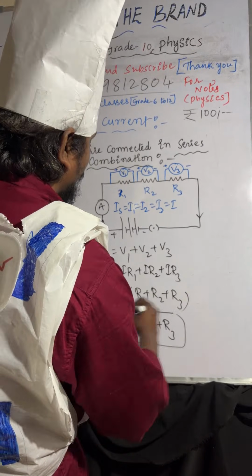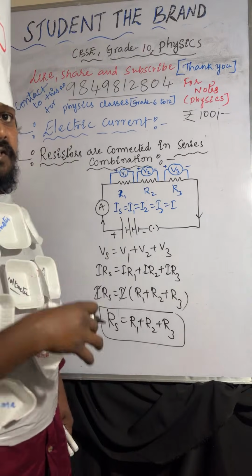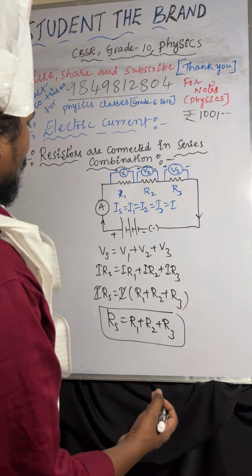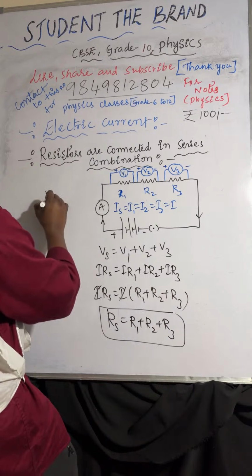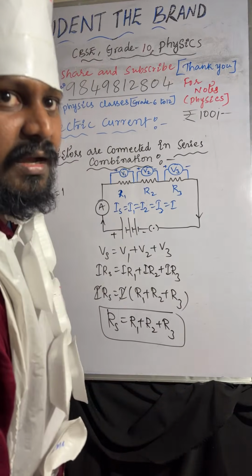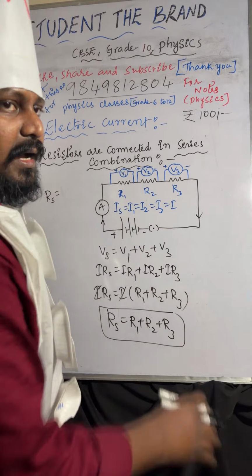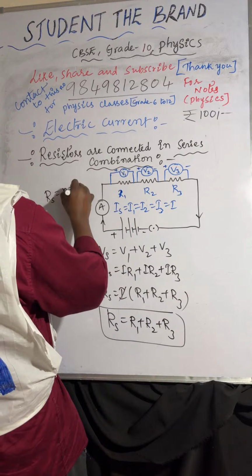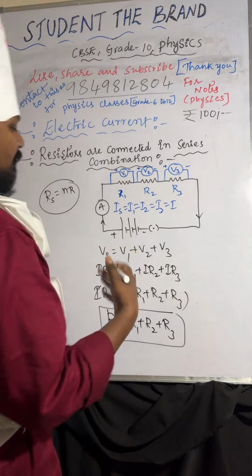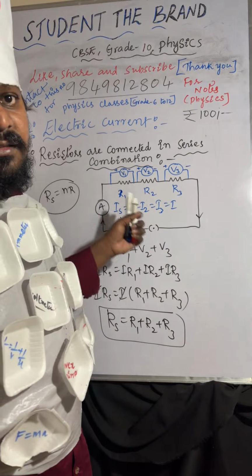So this is about resistors connected in series combination. If n number of resistors are connected in series combination, RS equal to nR. RS equal to nR, right? This is the answer if n number of resistors are connected in series combination.